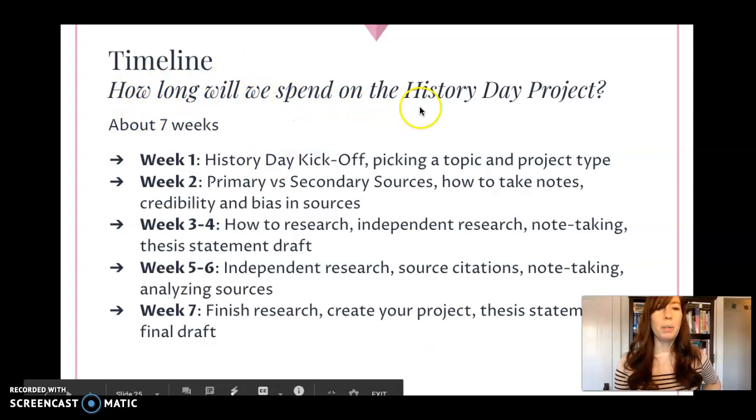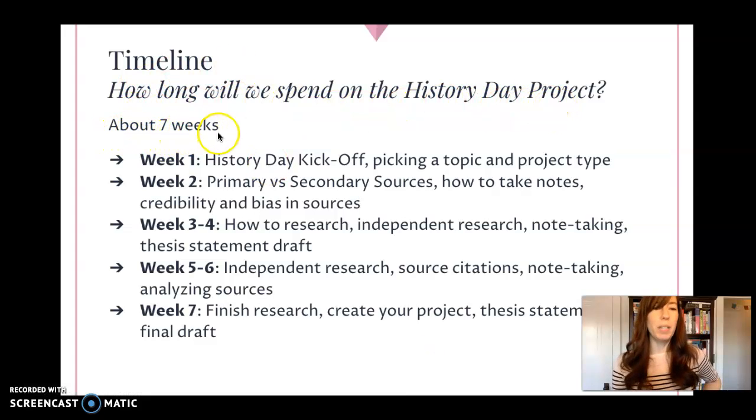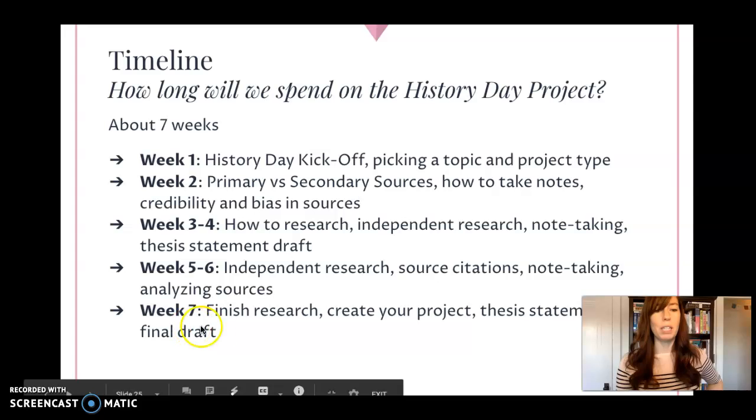Timeline. How long will we spend on the History Day project? About 7 weeks. Week 1, History Day kickoff, picking a topic and project type. Week 2, primary versus secondary sources, how to take notes, credibility, and bias in sources. Weeks 3 to 4, how to research, independent research, note-taking, thesis statement, draft. Weeks 5 to 6, independent research, source citations, note-taking, analyzing sources. And week 7, finish research, create your project, thesis statement, final draft.